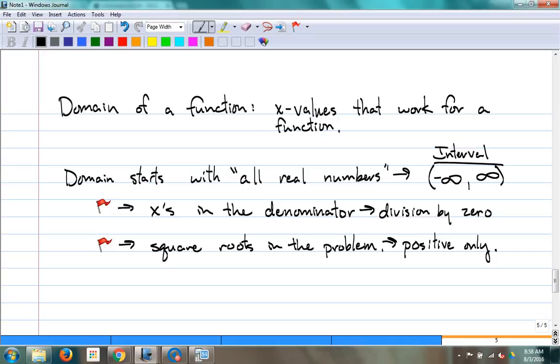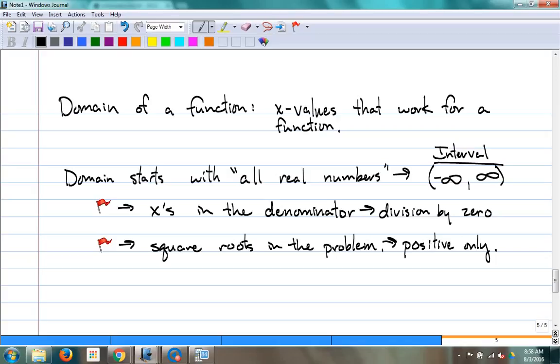We have to look for, okay, well, are there x's in the denominator? Are there square roots in the problem? If there are, then I'm going to show you what to do. It's going to be related to, with the x's in the denominator, division by 0. What would make that happen? And then what would give us only positive numbers in the square roots? So we're going to look at those.